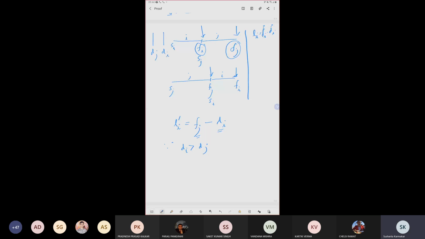So that means J's current lateness decreases, but I's lateness increases. But by how much? It may increase, but it never crosses the previous lateness of J. Okay? So in other words, due to this inversion, the maximum lateness either remains the same or decreases. Remember, there is no idle time.